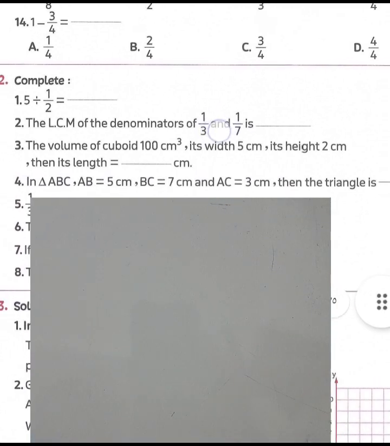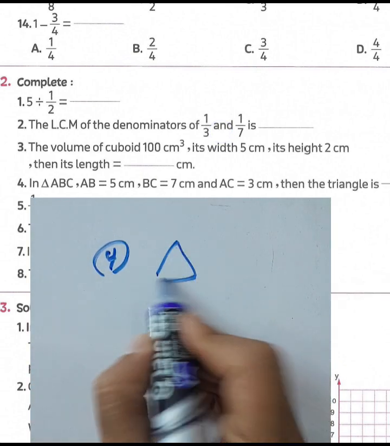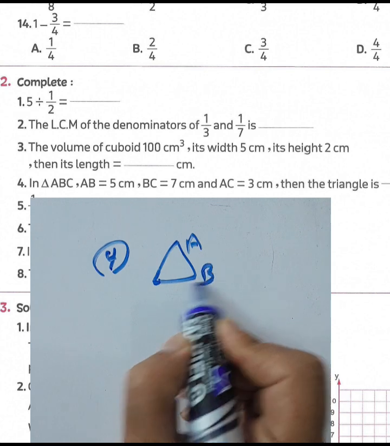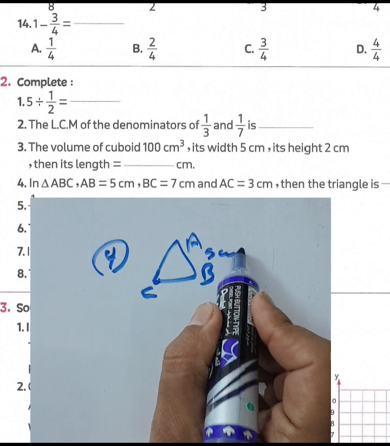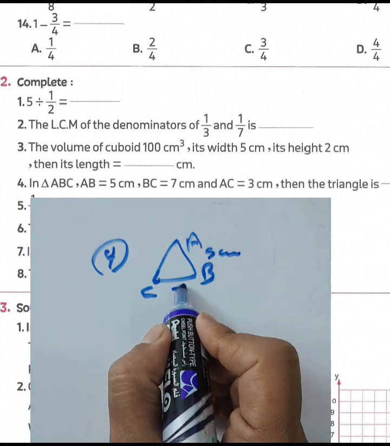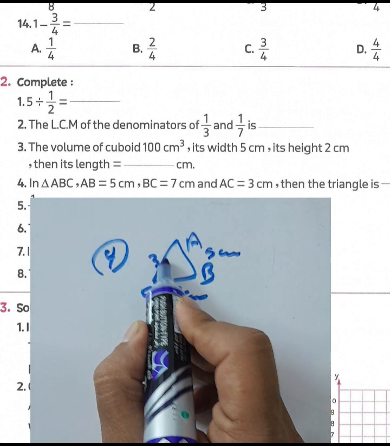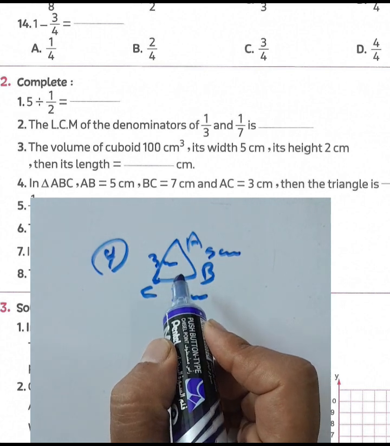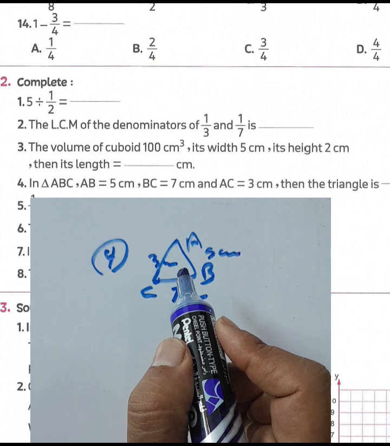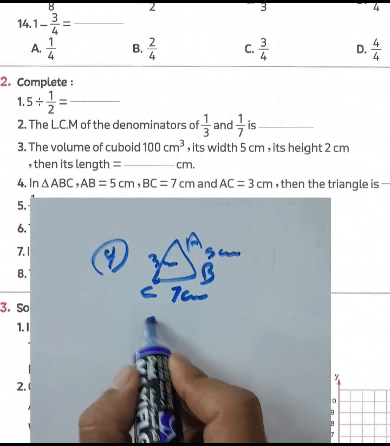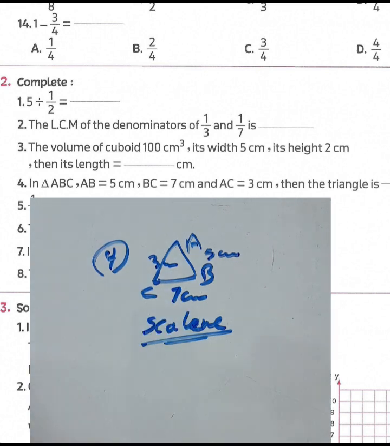Question number 4. In triangle ABC, AB is 5 centimeters, BC is 7 centimeters and AC is 3 centimeters. We call it a scalene triangle, because all sides are different.